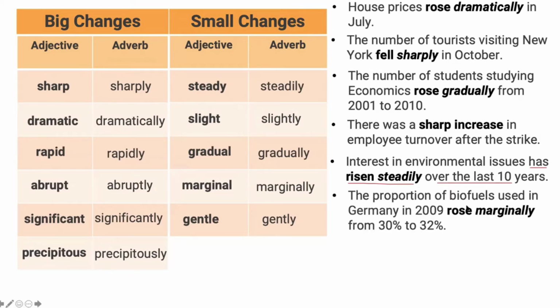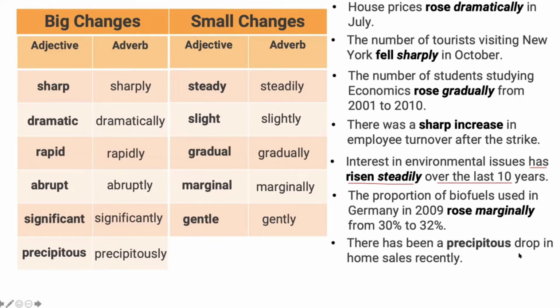Here we see the proportion of biofuels used in Germany in 2009 rose marginally from 30% to 32%. So notice how it's very small. You wouldn't use dramatically for something like this. Marginally is a great word. Next, it says there has been a precipitous drop in home sales recently. Again, we're talking about recent times, so there has been. That would be the present perfect. Precipitous would be something very sudden, so a very steep drop. And lastly, home sales are declining precipitously. In this case, we are using the adverb to talk about how things are declining.